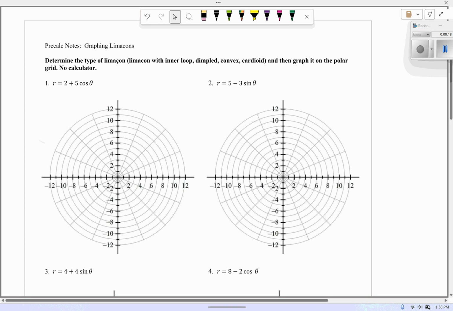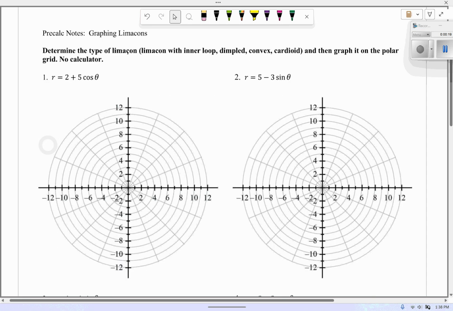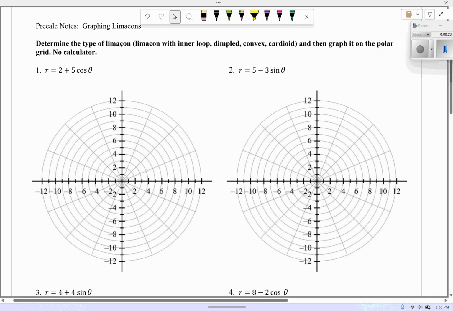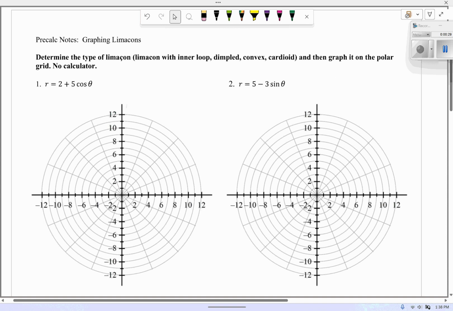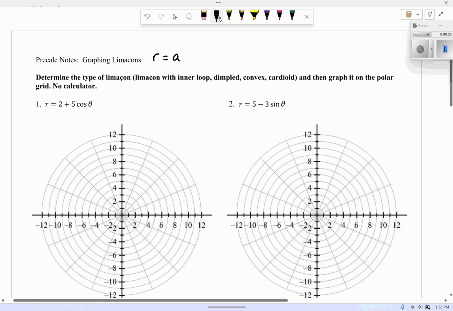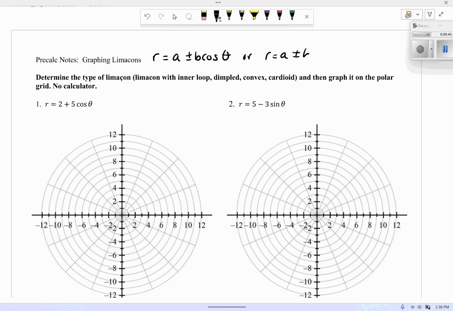So we've already been graphing and looked at the characteristics of limacons. We want to go ahead and see again if we can graph this without our calculator. So remember that these curves are in the form of r equals a plus or minus b cosine theta, or r equals a plus or minus b sine theta. So we're going to be comparing the a and the b values. And again, remember, we already looked at that special characteristics chart to kind of help us.